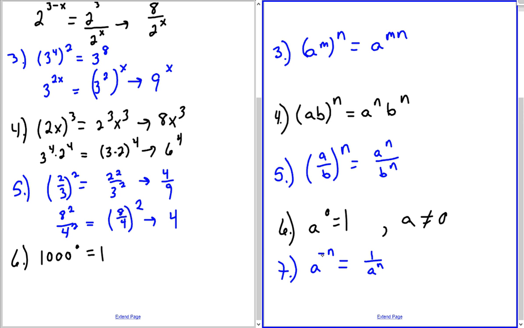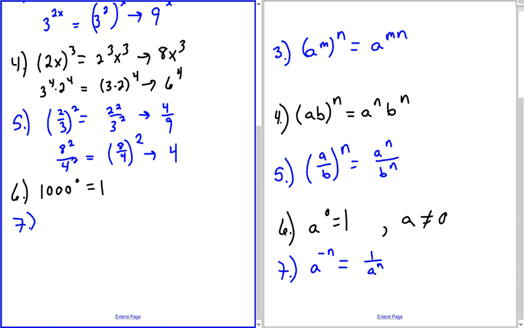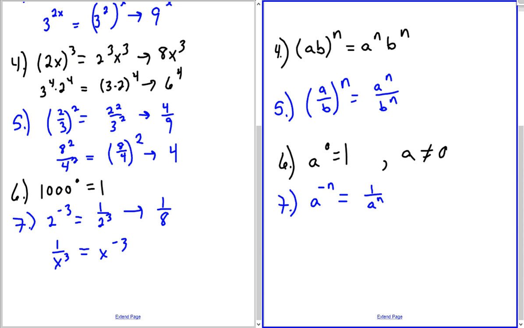So a negative exponent takes the base and the exponent and pushes it to the denominator. Or if it's in the denominator, it pushes it up to the numerator. So our example here for 7 would be 2 to the negative third is the same thing as 1 over 2 cubed, which would then become 1/8. Vice versa, 1 over x cubed, that's equivalent to x to the negative third. So that's going vice versa on it. So if it was in the bottom, if you want to move it up to the top, again, just give it a negative exponent. And then the last one deals with roots.